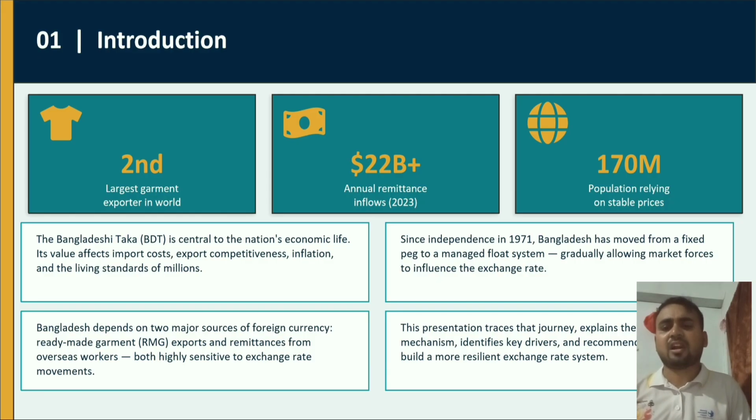All three of these things are directly connected to the exchange rate. The Bangladeshi Taka, or BDT, affects how much exporters earn, how much it costs to import fuel and food, and how much inflation ordinary people face. Since independence in 1971, Bangladesh has gradually moved from a fixed exchange rate system to today's managed floating system, slowly giving more room to market forces. This presentation traces the journey and asks: what should Bangladesh do next?